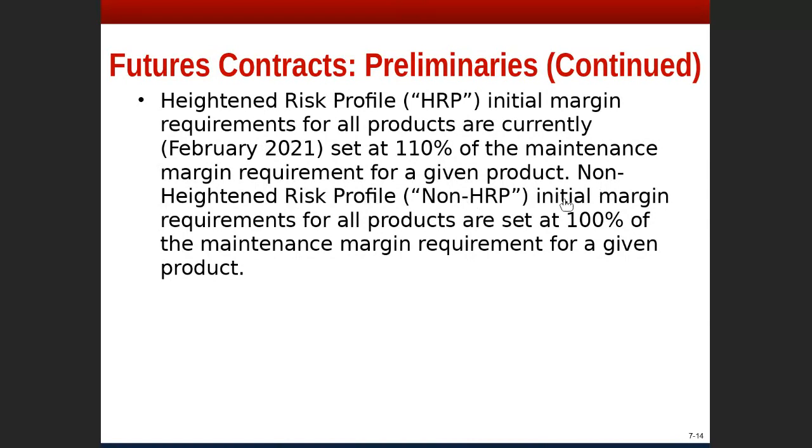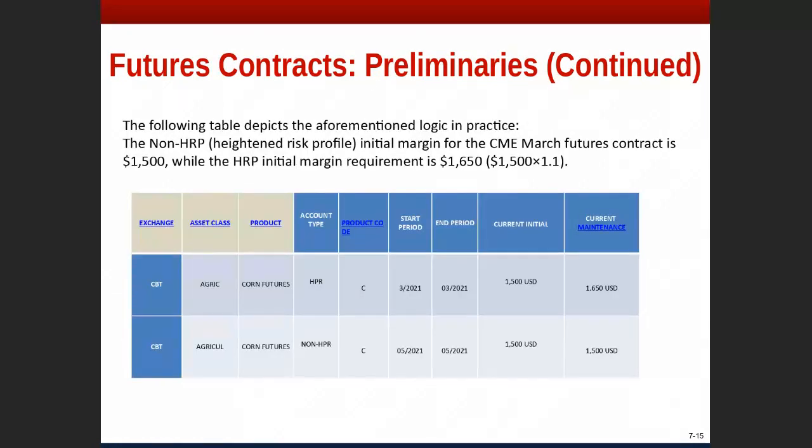Non-heightened risk profile initial margin requirements for all products are set at 100% of the maintenance margin requirement for a given product. And I will show you very quickly what all of that means. Now, here's one example that I took from the Chicago Board of Trade. The Chicago Board of Trade is a branch of the Chicago Mercantile Exchange. Okay, so the following table shows the aforementioned logic in practice.